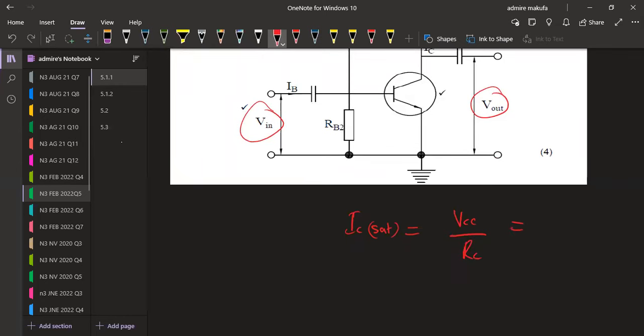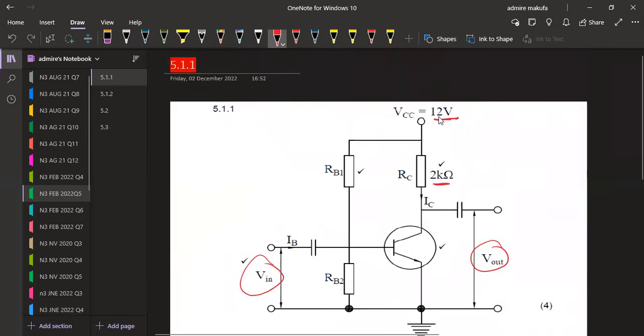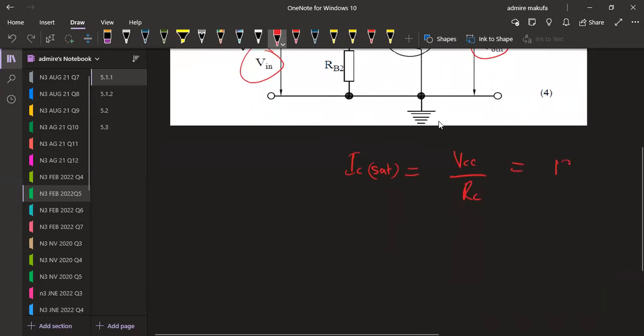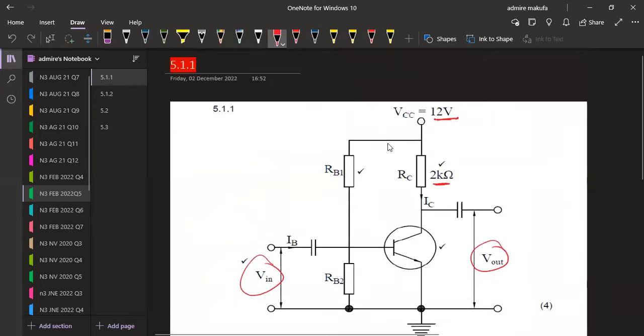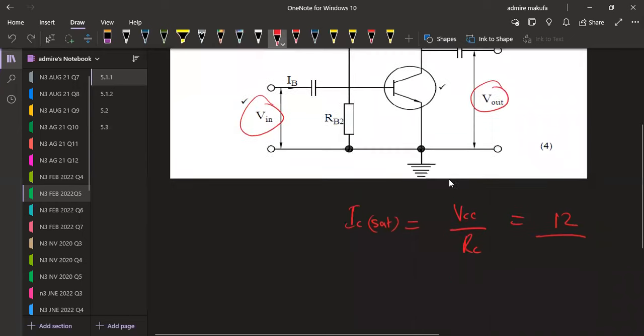So you've got VCC, which was 12. All right, so this is going to be 12 over RC, which is 2 kilo ohms. So 2 kilo ohms, that's 2000 ohms in this case. All right, so this is going to give us the saturation current of 6 milliamps. That's 6 times 10 to the exponent of -3, which is 6 milliamps in this case.